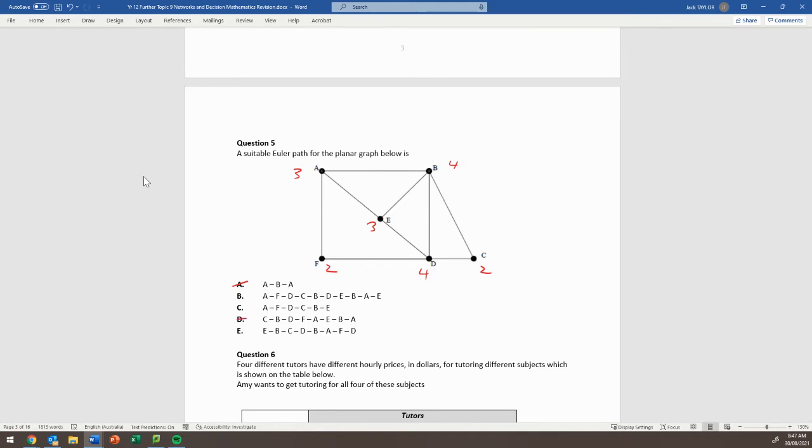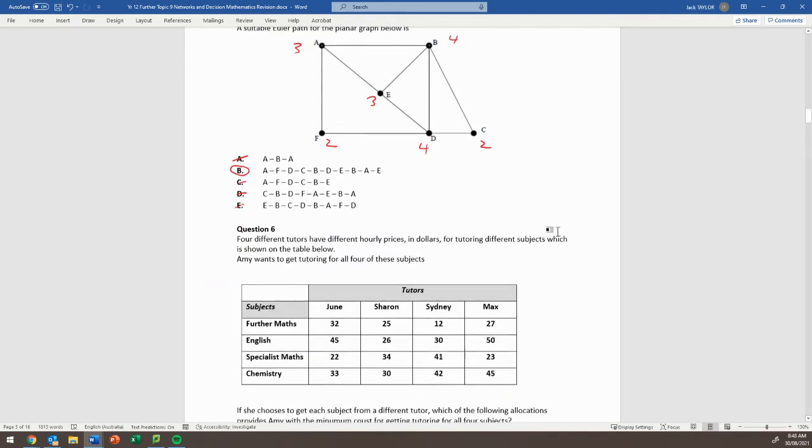All right, so if you look at option C, it goes from A to F to D to C to B to E. That definitely does not go across every edge. E to B to C to D to B to A to F to D. Again, doesn't go to every edge. So the answer must be B. So try and eliminate a few options where you can, and then just trial and error the remaining options.